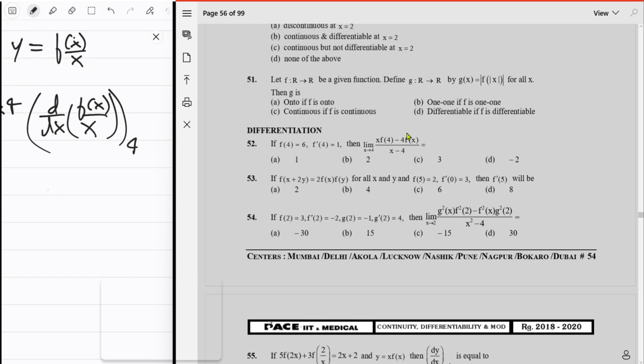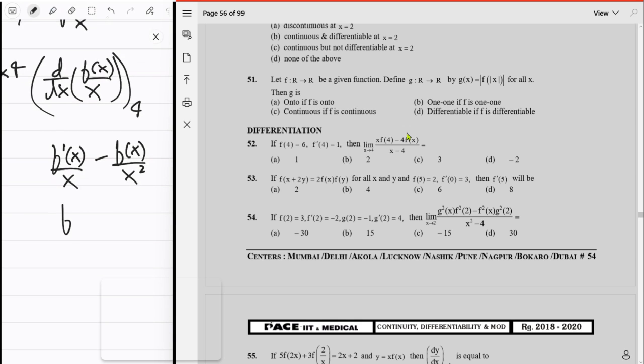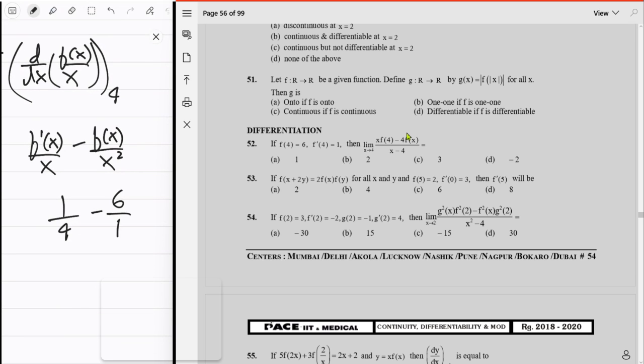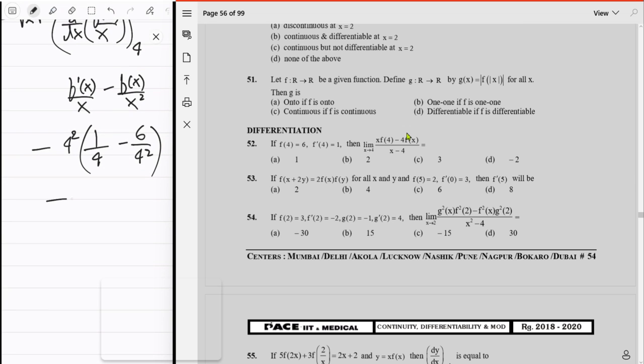So this will just be f dash of x upon x minus f of x upon x squared. So when you put x equal to 4 in this thing, it just becomes f dash of 4, which is 1, upon 4 minus f of 4, which is 6, upon 4 squared, and that times negative 4 squared actually, sorry. Okay, so negative 4 squared times this thing, which means it's just negative 4 plus 6 times 4, which is 24, right? Yeah, it should be 20, and that's not here.